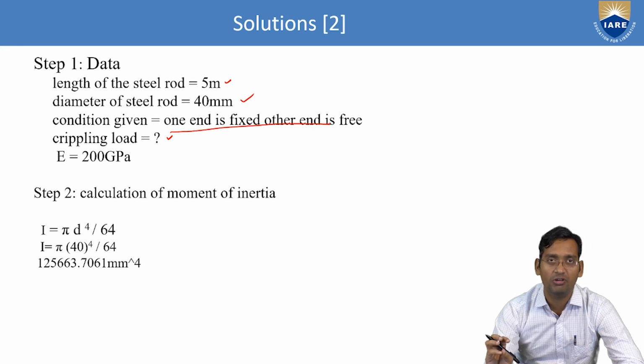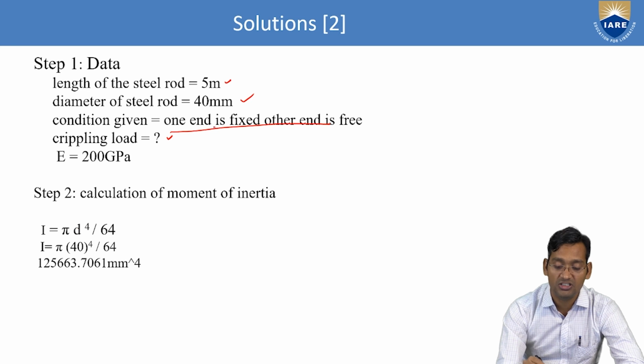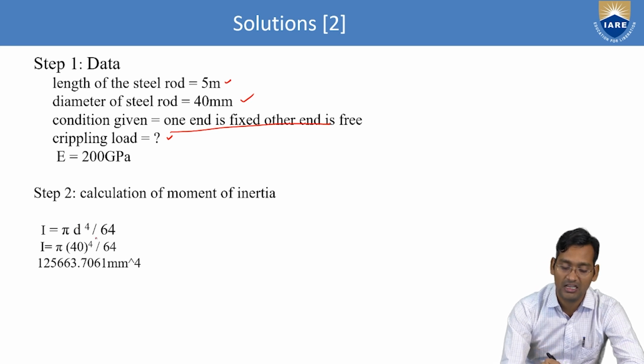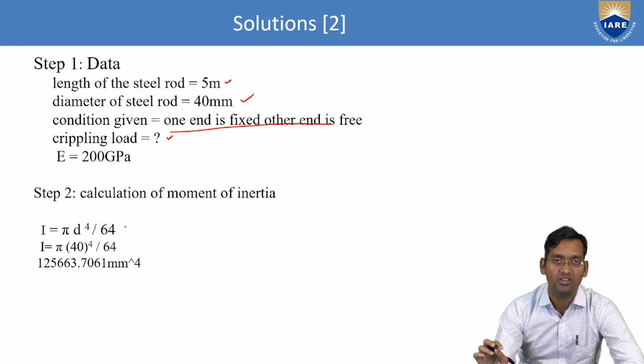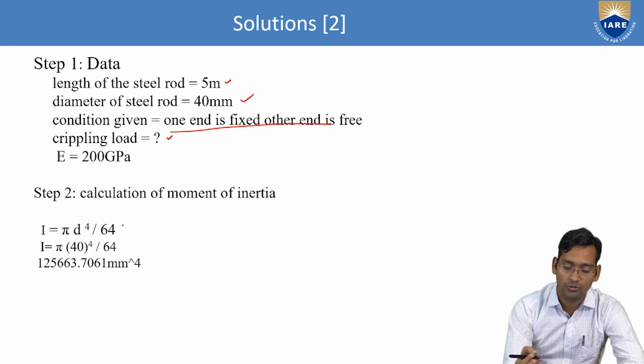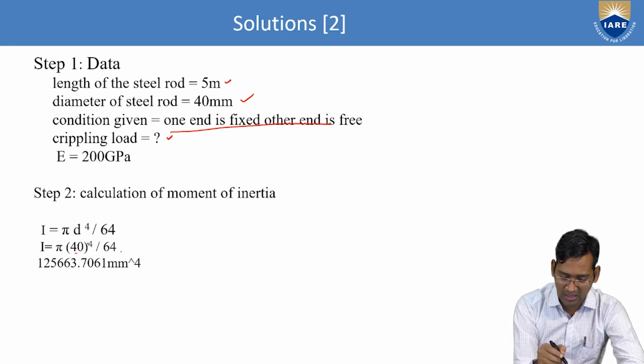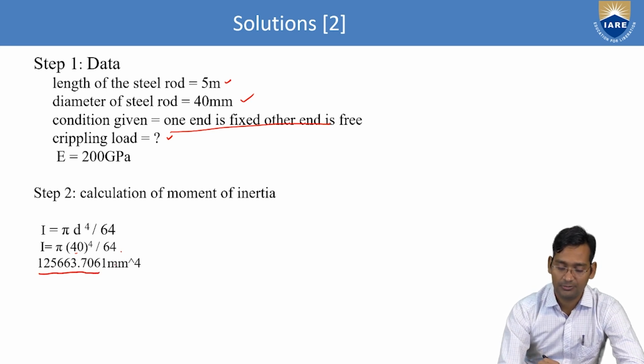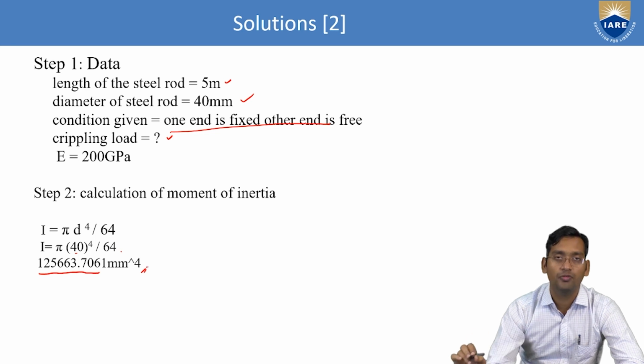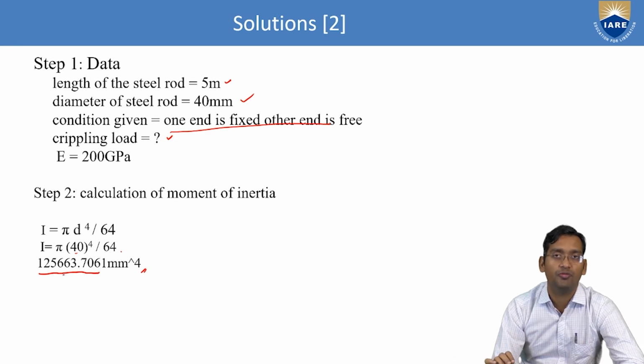Now the calculation. So again, what will we do? First we need to find I. Because this is solid, not hollow, this time I, the moment of inertia, will be equal to pi d4 by 64. Now put in the value: pi into d4, so 40 power 4 by 64. Now just see, we are calculating in mm only. So we get 125,663.706 mm power 4. This value we got. So now the moment of inertia in terms of mm we got.